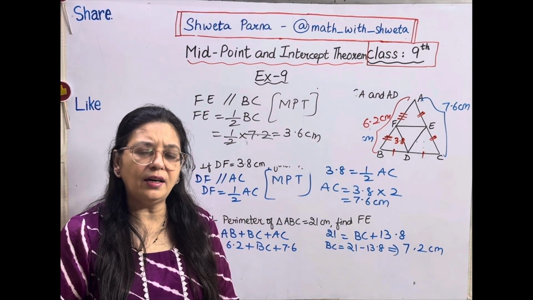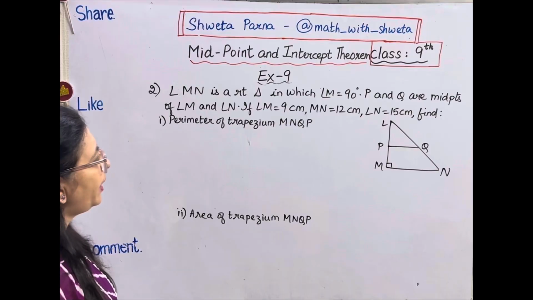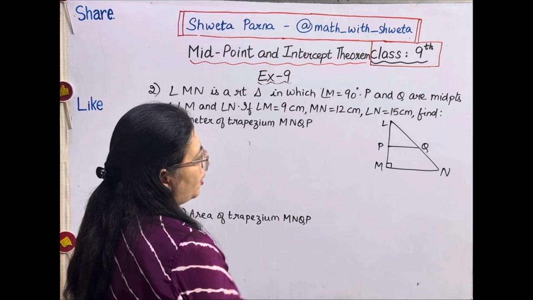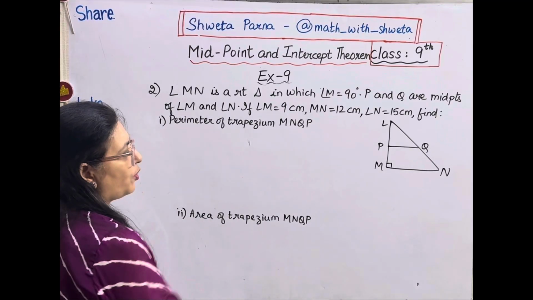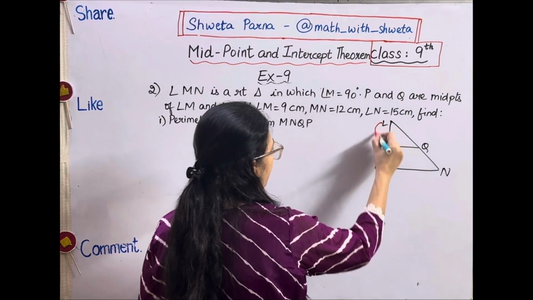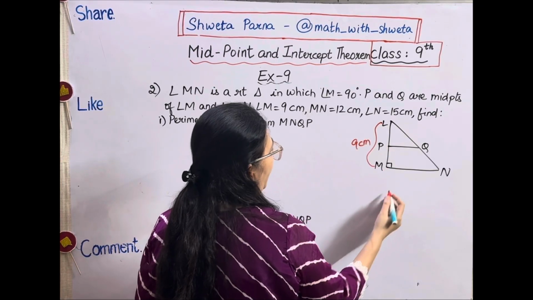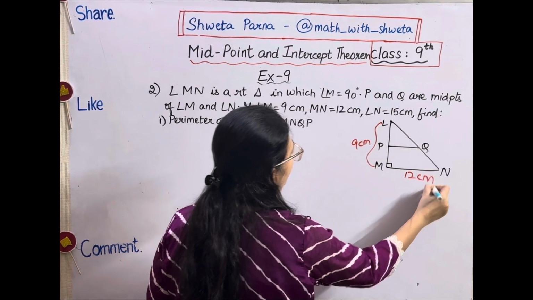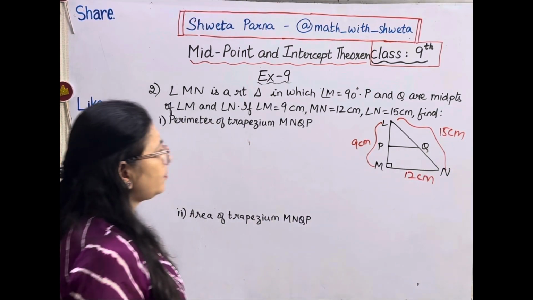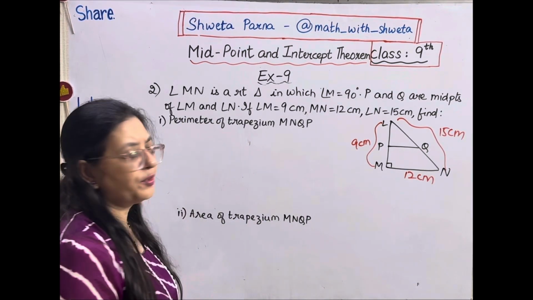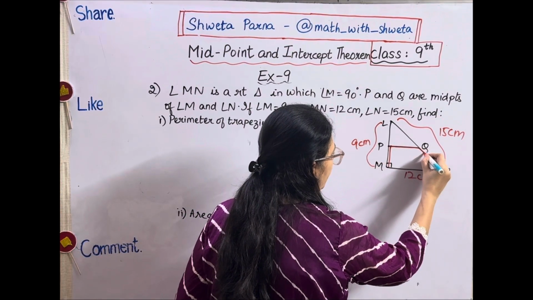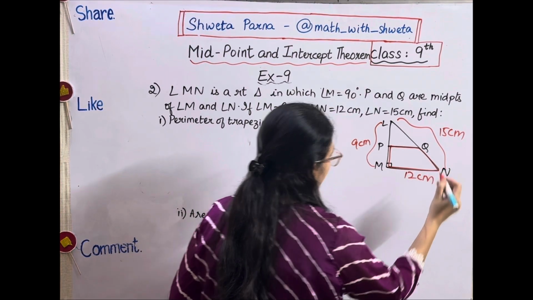I hope it's clear. Let's go to question number 2, children. LMN is a right triangle in which M is 90 degree. P and Q are the midpoints of LM and LN respectively. If LM is given as 9 centimeter, MN is given as 12 centimeter and LN is given as 15 centimeter. Find the perimeter of trapezium MNOQ. That means you have to find the perimeter of this part.